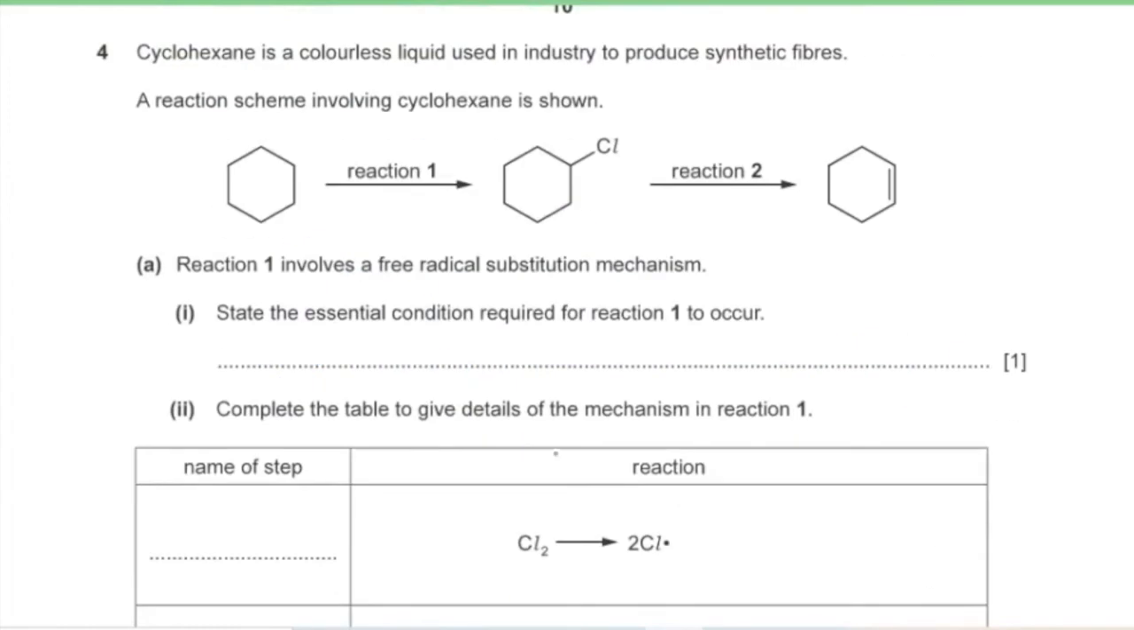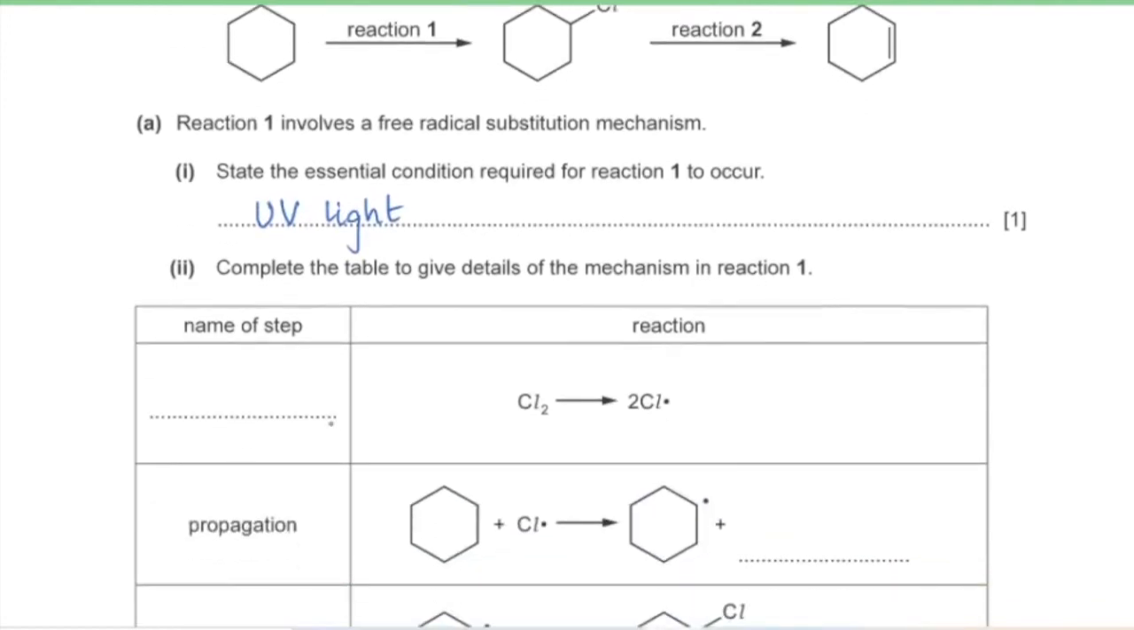Question number 4, cyclohexane is a colorless liquid used in industry to produce synthetic fibers. A reaction scheme involving cyclohexane is shown. Part A, reaction 1 involves a free radical substitution mechanism. State the essential condition required for reaction 1 to occur. So free radical substitution reactions require UV light. Part 2, complete the table to give details of the mechanism in reaction 1. So this step is called initiation step, where chlorine molecules will break into chlorine radicals homolytically.